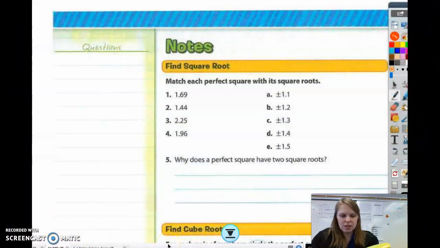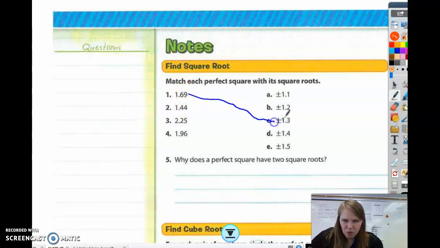So in this case, I'm going to type in 1.69 and I get 1.3. Wait a minute, why is it positive or negative? Try this out in your calculator. If you did 1.3 times 1.3, you get this answer, right?